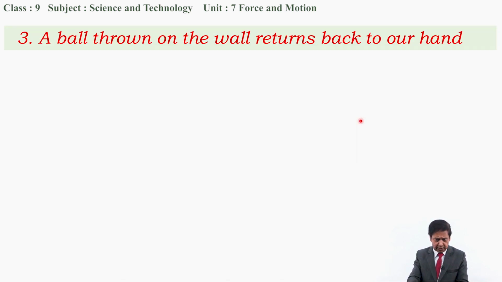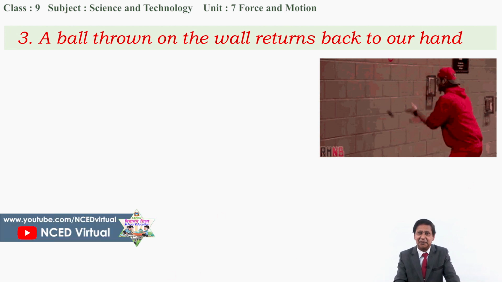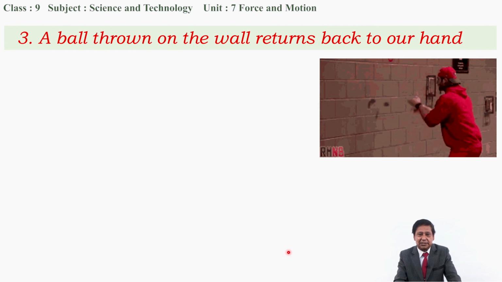Now look at this third one. A person is doing something. Have you noticed? He is throwing a ball at the wall. Again, the ball is coming back to his hand.